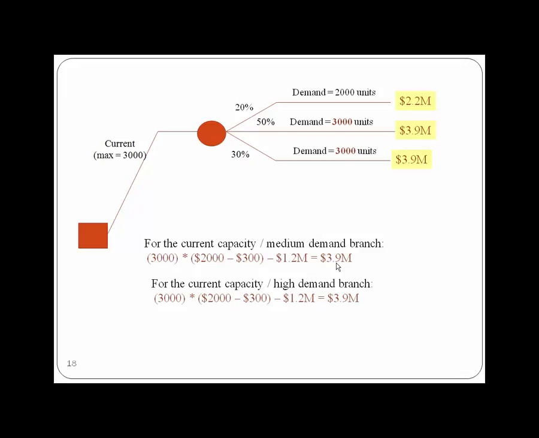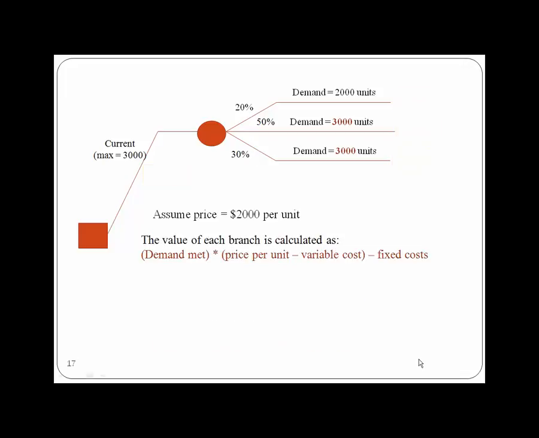So now we have the value for all the different possible outcomes if we stick with current capacity. What expected value analysis says is we can now take these outcomes, multiply them by the probability of each of these branches to get a weighted result. So therefore, the expected value for the current capacity level becomes 20% times 2.2 million and 80% times 3.9 million, or 3.17 million. So let's actually start to look at the financial outcomes.